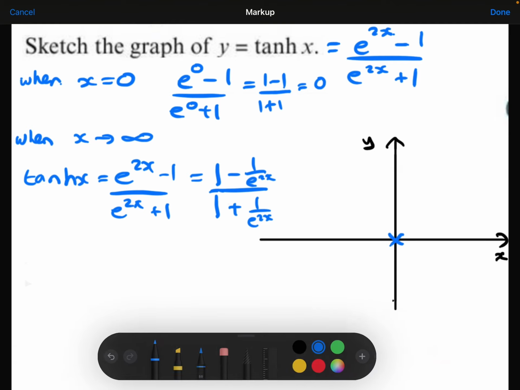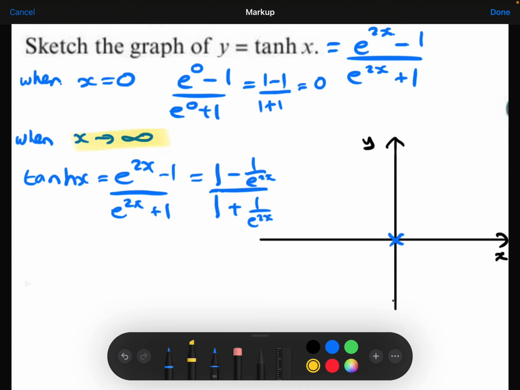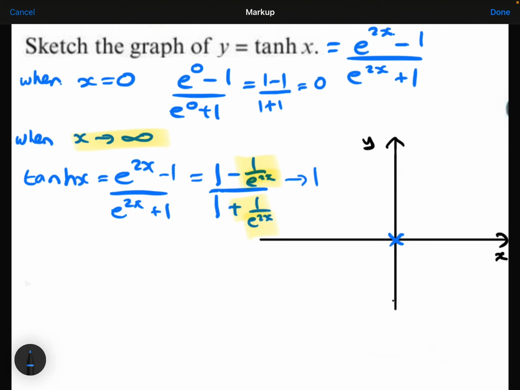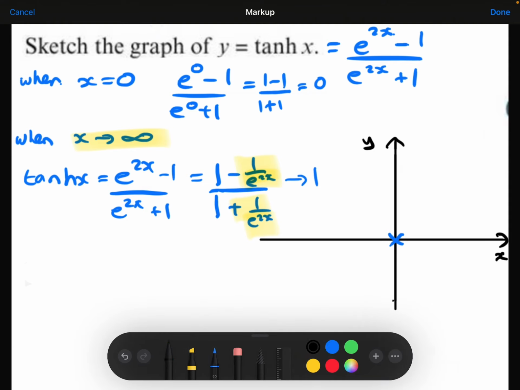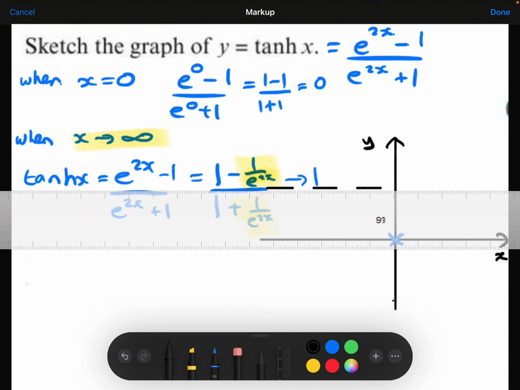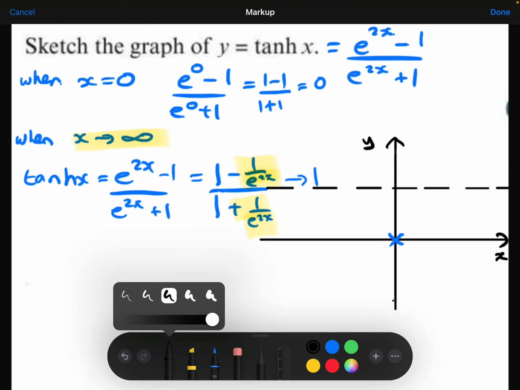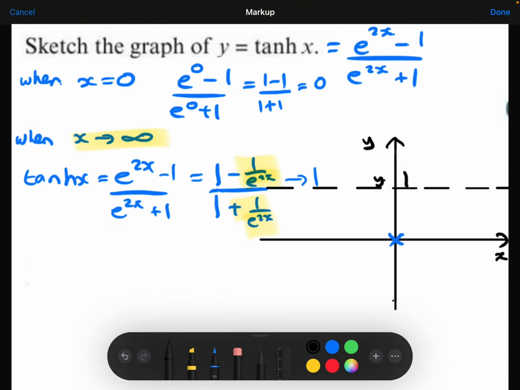Now, the reason I've done that is because now, in this limit as x tends towards infinity, this is going to tend towards 0, and this is going to tend towards 0. And so what I can see then is tanh is going to tend towards 1. So as x becomes bigger and bigger and bigger, tanh tends towards 1. We have an asymptote here at 1. So my graph is going to look like this.